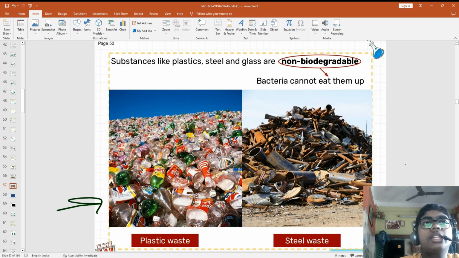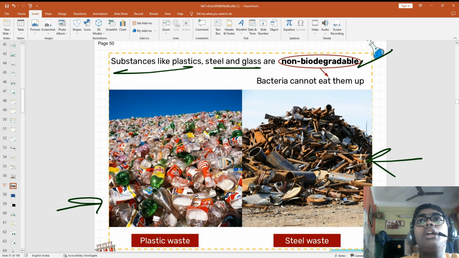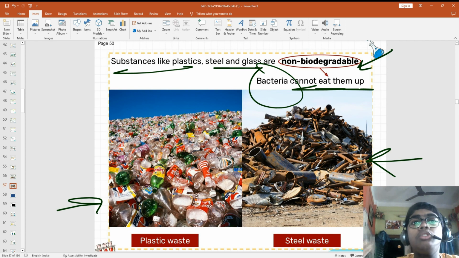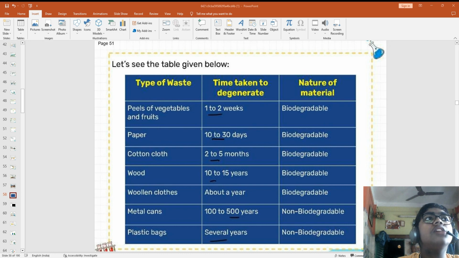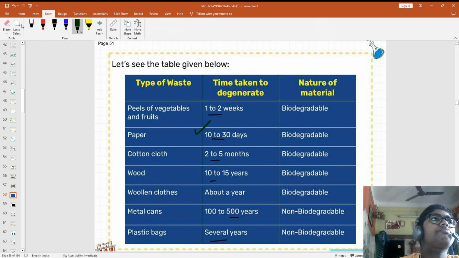Like you can see plastics, steel waste, right? Substances like plastic and steel, glass are non-biodegradable. Why? Because bacteria cannot eat them up. Bacteria cannot act on them. Bacteria cannot decompose them. That's why plastics, steels, glasses are the non-biodegradable waste. See, peels of vegetables and fruits will take mostly 1 to 2 weeks to decompose. Okay, then it is biodegradable.